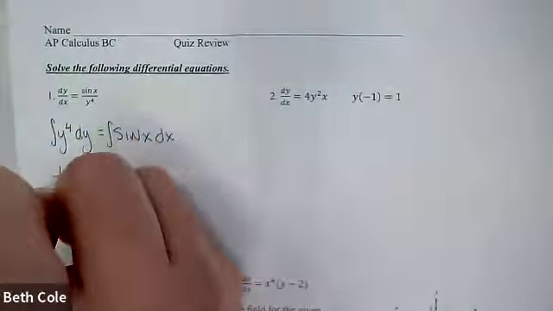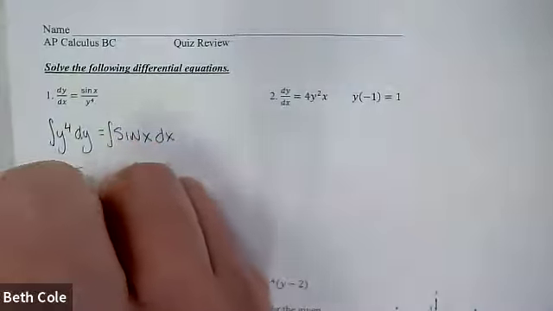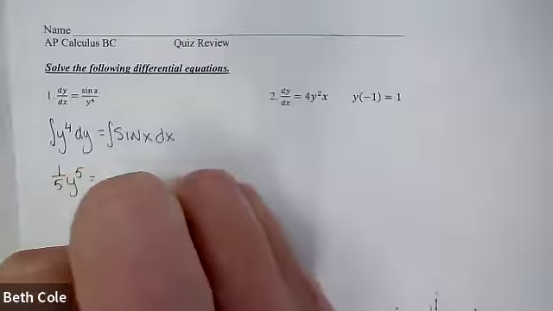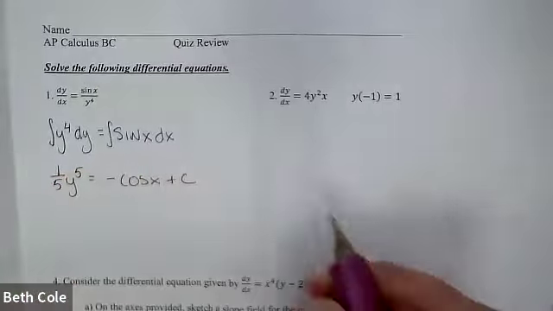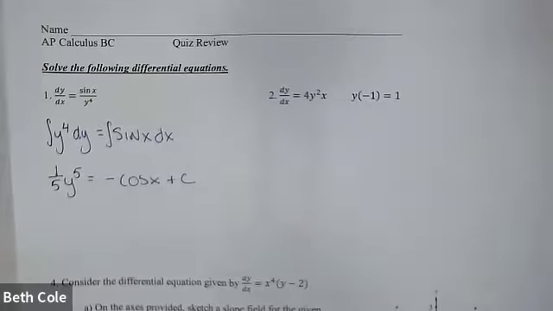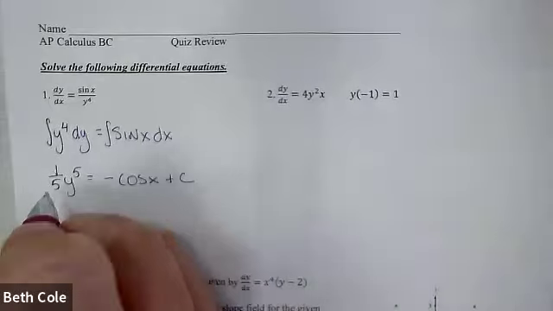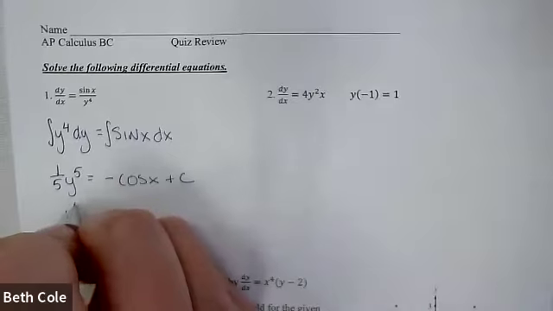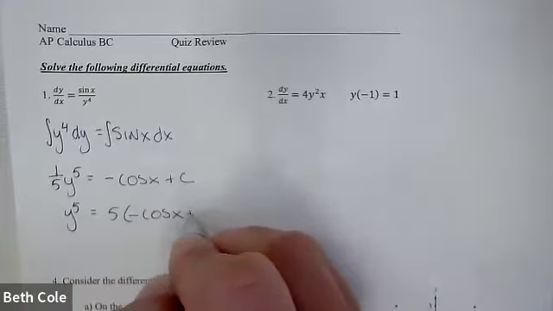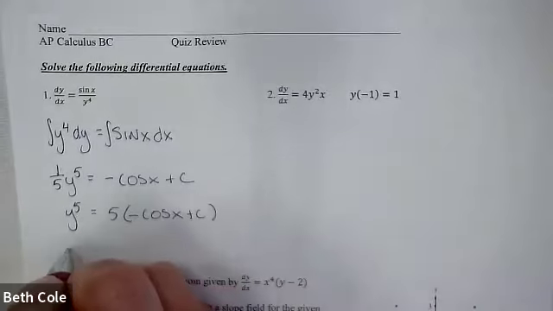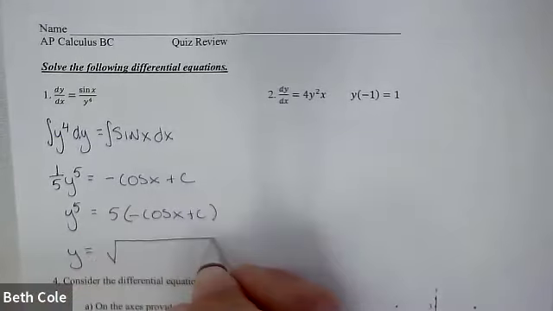So for the left side, it's 1/5 y to the fifth. Over here, it's going to be negative cosine of x and then plus c. There's not an initial condition, so we're going to skip that step. We're going to just get y by itself. So first thing, to get rid of the 1/5, we're going to multiply everything by 5. And then to get rid of the fifth power, we're going to do a fifth root.